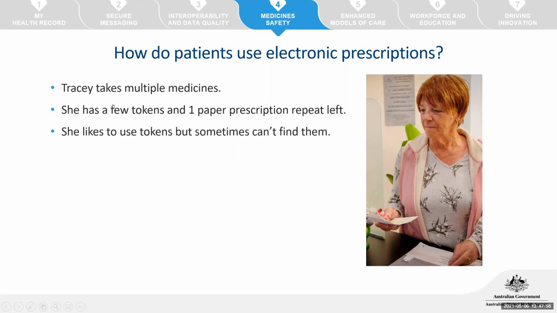So we've got Tracy here, who's on quite a number of medications, and she's started using electronic prescriptions. So she's got a few tokens, and she's got one paper prescription repeat remaining as well. So she quite likes electronic prescriptions, in that it's more convenient because she doesn't need to carry around the paper scripts anymore. But she does find it a little bit challenging to keep track of all of the different tokens on her phone. And so, what options are available to Tracy?